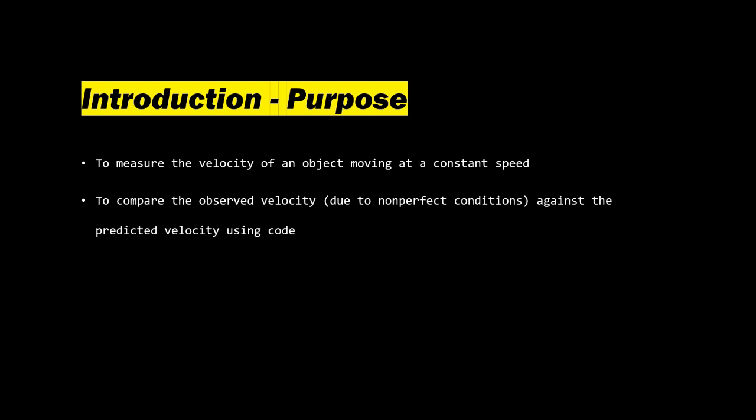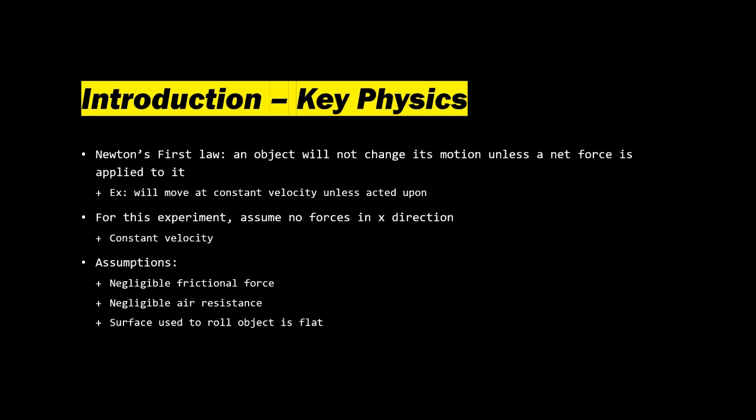This varies due to non-perfect conditions in the ideal world, such as frictional force and air resistance. And then the key physics behind how this experiment works is Newton's first law for the most part, which states an object will not change its motion unless a net force is applied to it. An example of this is an object will move at a constant velocity unless an external force acts upon it, which is what I assumed is the case for my roll of yarn.